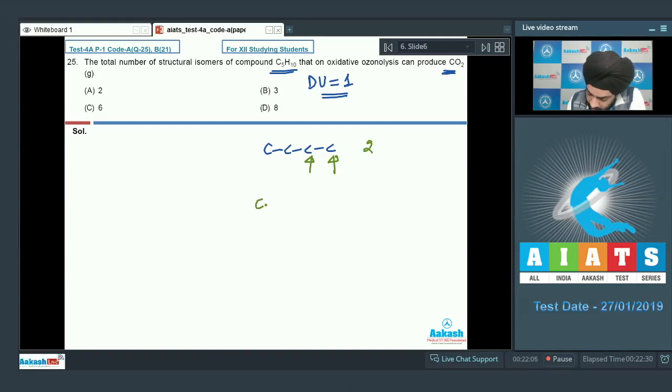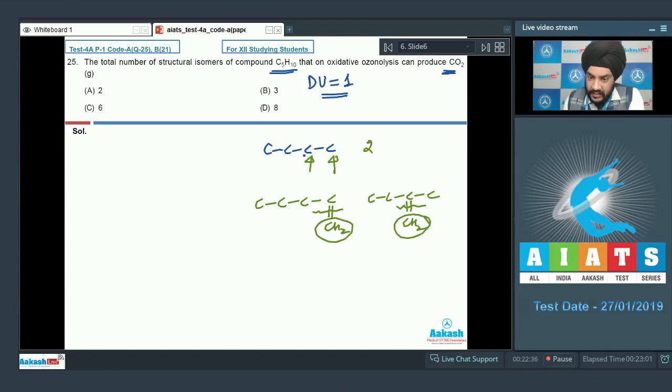We can also draw them if you want. So in one structure, the double bond CH2 will be at the terminal position, whereas in the other structure it will be at the non-terminal position. So both these alkenes on oxidative ozonolysis are going to produce CO2 from the CH2 carbon. Now we can also have a shortening of the main chain. So we had 4 carbons left if we took out the CH2 group. Now these 4 carbons were first arranged in a straight chain.